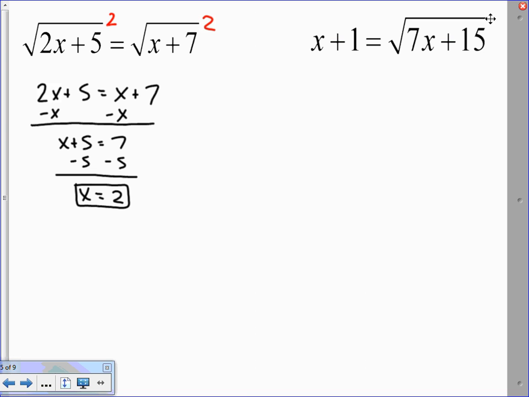Here's a different problem. X plus 1 equals the square root of 7x plus 15. When you see something like this, still go back to your original set of rules. Is the radical all by itself, isolated? Yes. Everything else is on the other side, right? So how do you get rid of the square root?